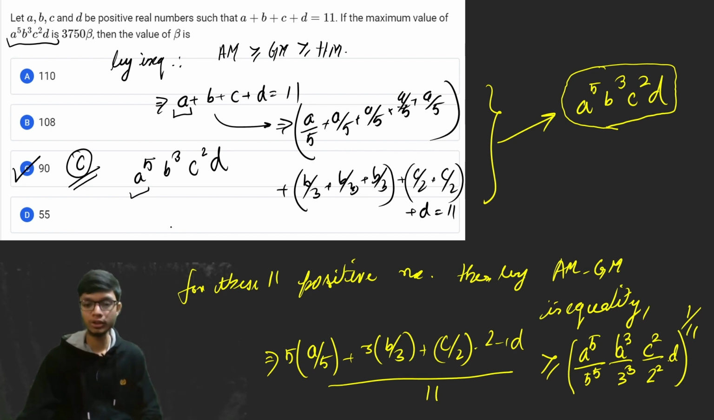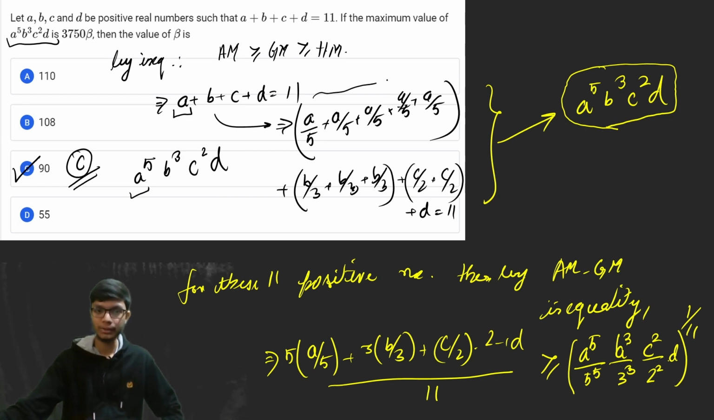The concept which I used in this particular problem is very important. What is that concept? Expressing the numbers in this particular fashion. In doing so, I got the required result, that is the expression a to the power 5, b, q, c square and d. So I hope you will understand and remember these results.